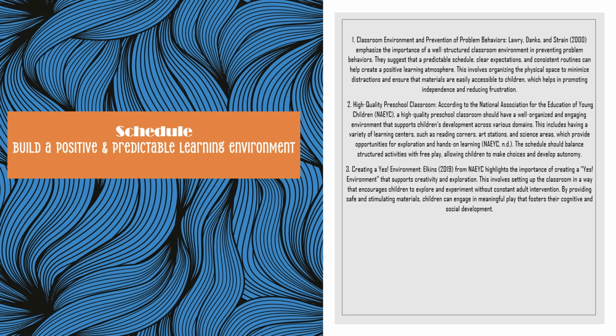So schedules build a positive and predictable learning environment. So we have, obviously, classroom environment and prevention of problem behaviors. Lauer, Danko, and Strain emphasize the importance of a well-structured classroom environment in preventing problem behaviors. They suggest that a predictable schedule, clear expectations, and consistent routines can help create a positive learning atmosphere. This involves organizing the physical space to minimize distractions and ensure that materials are easily accessible to children, which helps in promoting independence and reducing frustrations.